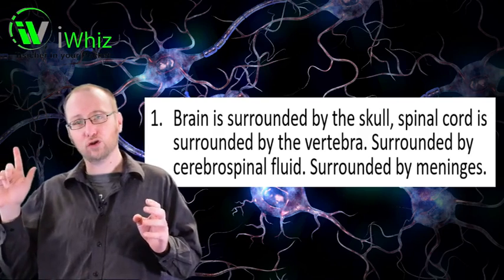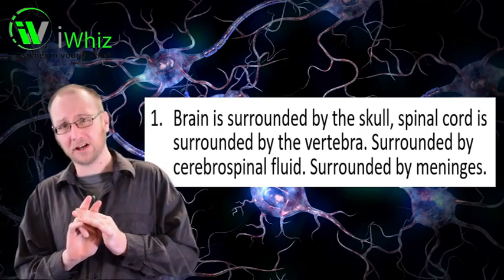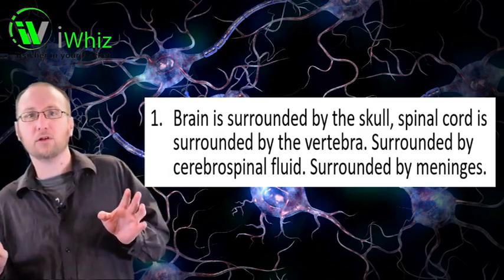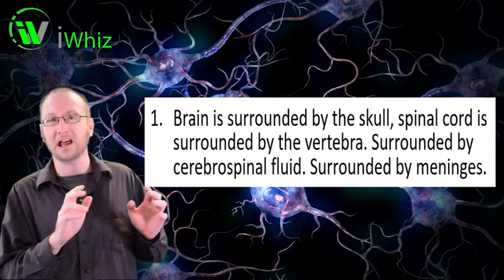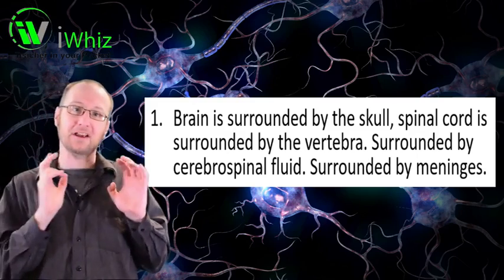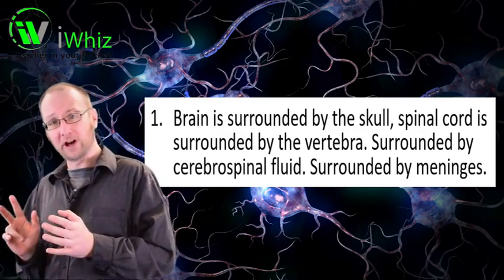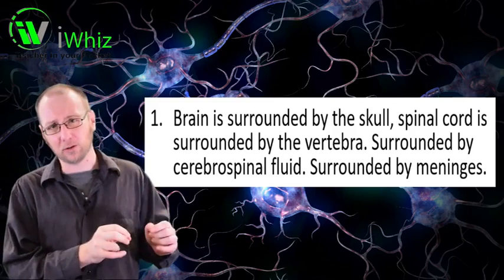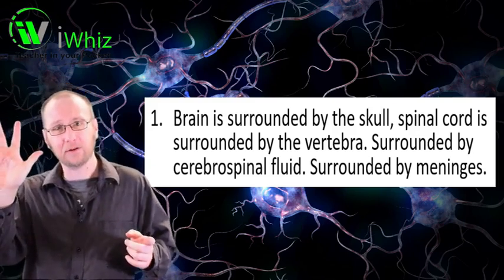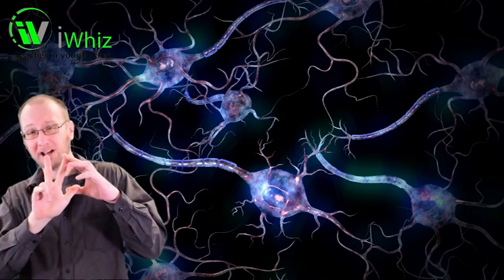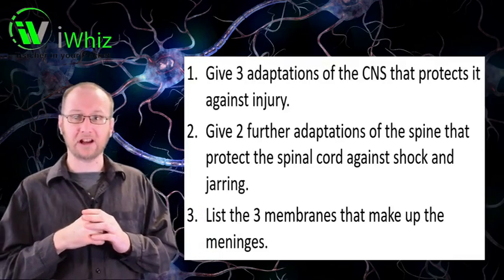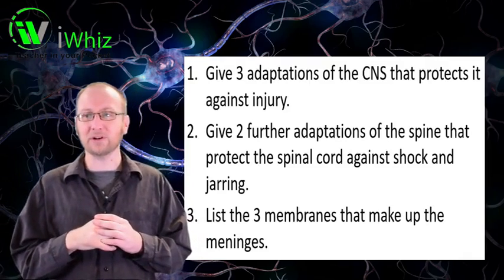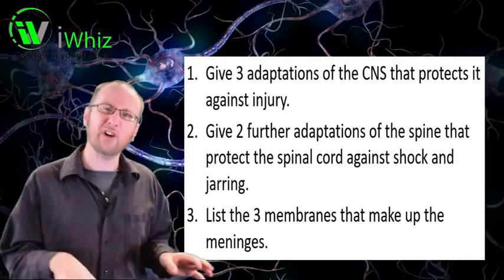So that's 2. The third one, you could say the central nervous system is encased in a bony covering. The skull encases the brain, and the vertebrae encase the spinal cord. That's 3 right there that apply to both the spine and the brain. Number 2, give 2 further adaptations of the spine that protect the spinal cord against shock and jarring. So this actually links back to question 1. We did already mention them.